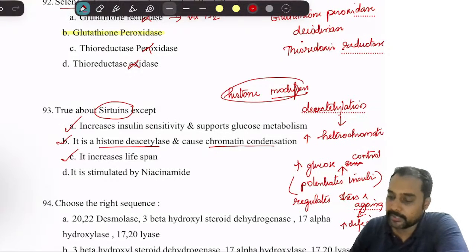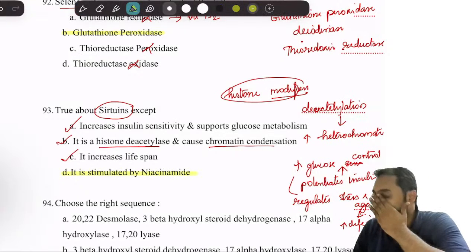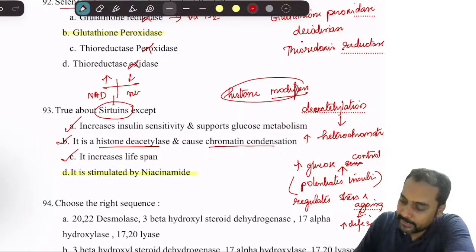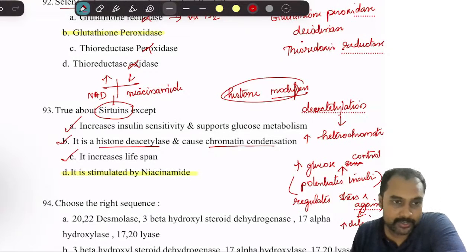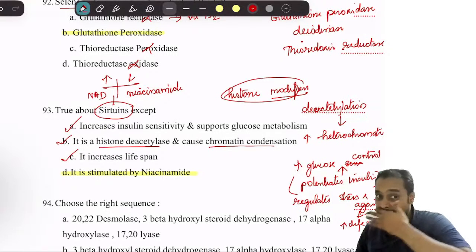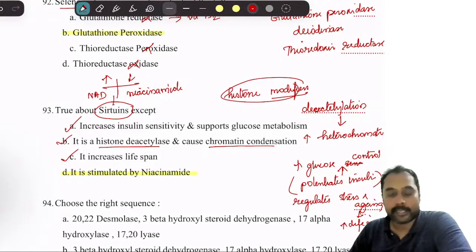Now that leaves us with the last option. It is stimulated by niacinamide, even though we don't know anything about that. But then sirtuins are increased by NAD and it is decreased by the product of NAD and NADP, which is the niacinamide. So actually, it is not stimulated by niacinamide. It is actually inhibited by niacinamide. So many of you have put the answer correctly. Very good. So keep it up.